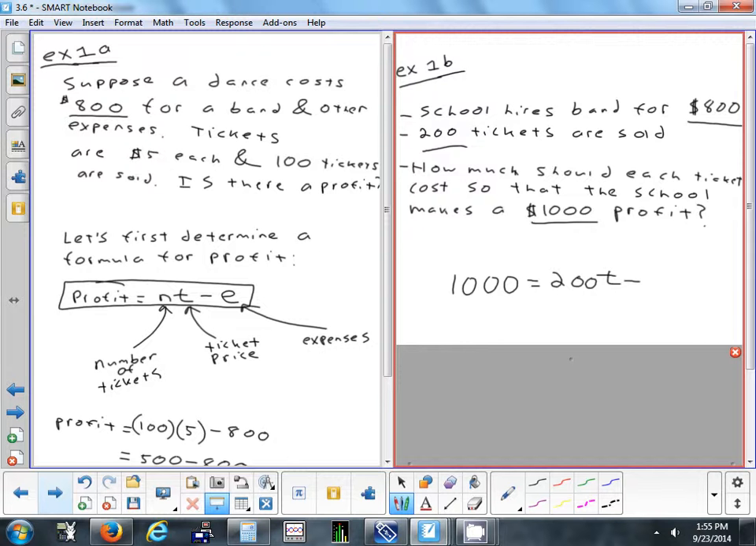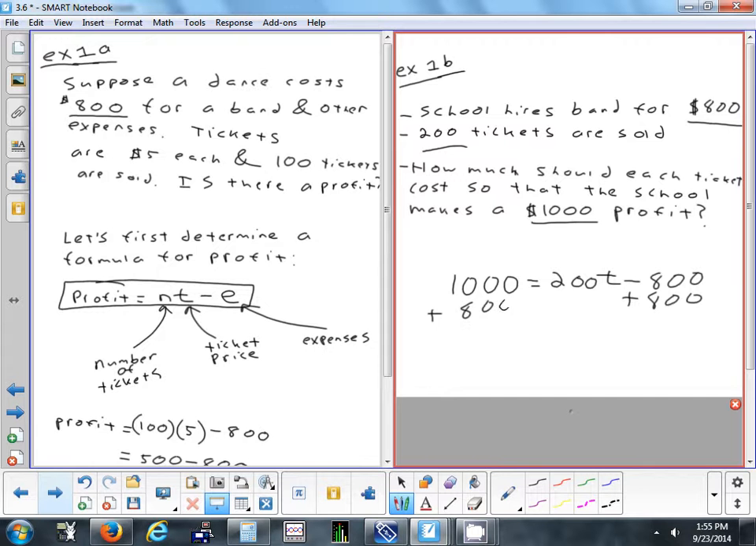And now we've got to subtract our expenses. What were the expenses to hire the band? 800. What would be my first step in solving that? Yeah, Austin? Plus 800. Okay, and plus 800. What's 1,000 plus 800? 1,800, good. And on the right-hand side, I still have what? Good, 200T.